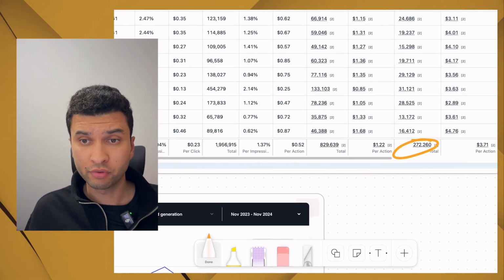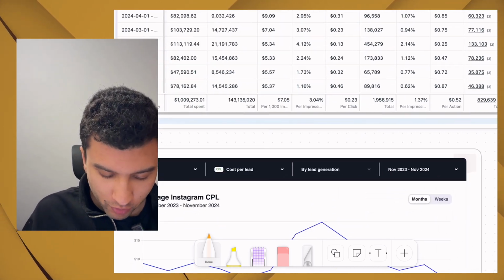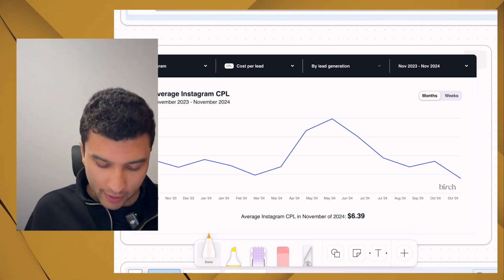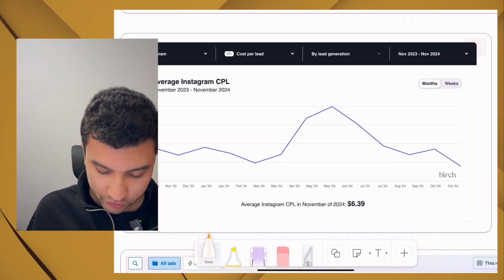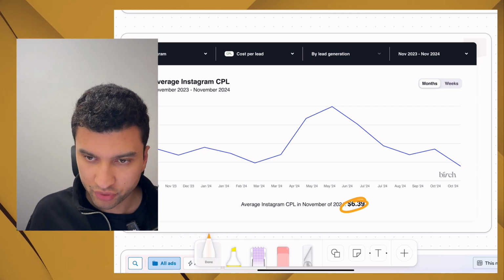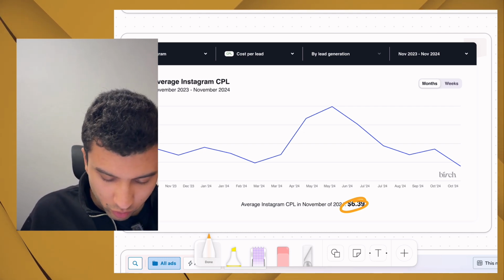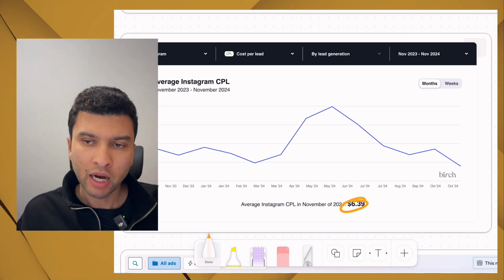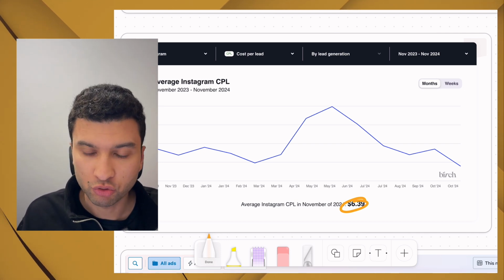And if you're not very familiar with Facebook and Instagram ads, what I can show you here is the average cost per lead on Instagram, for example, as of November 2024 was $6.39. And it varies a lot, anywhere between $5 and $20. But just to give you an idea that typically our cost per lead are much lower than the industry averages.